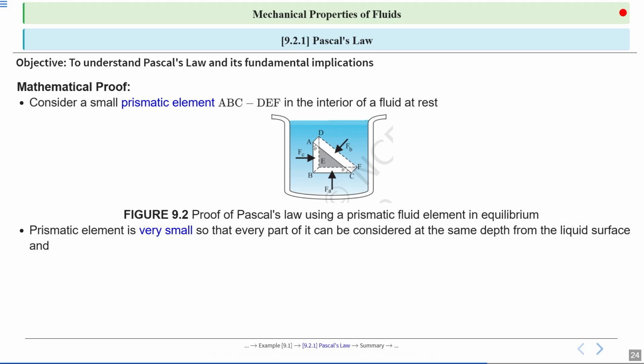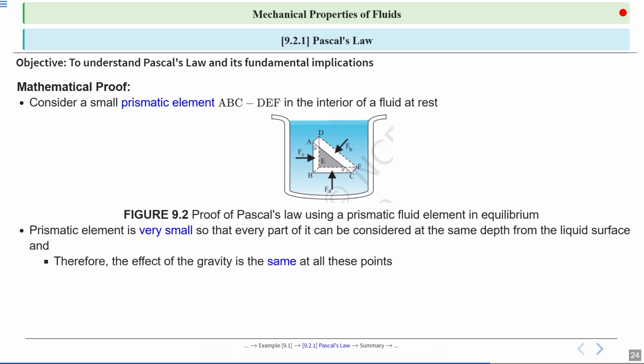The prismatic element is very small, allowing us to assume that every part of it is at the same depth from the liquid surface. This assumption simplifies our analysis because it means the pressure is uniform across the element.